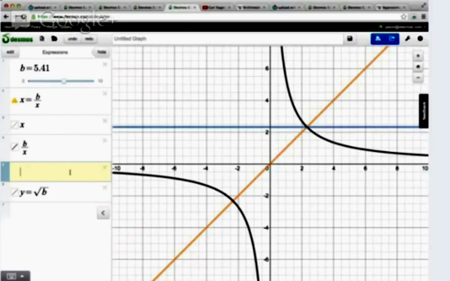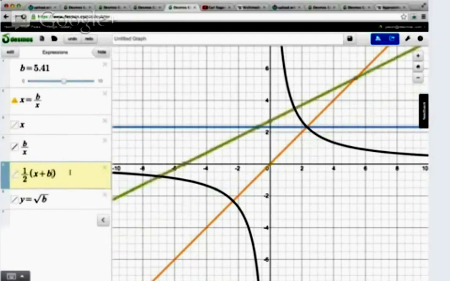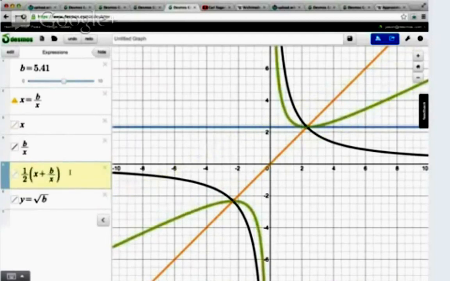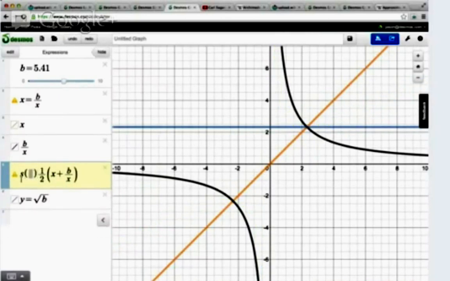All right, there we go. Lights back on, no problem. So let's take a look at the curve that's the mean of x and b divided by x. So there it is in green. So we'll call this function of x, s of x.